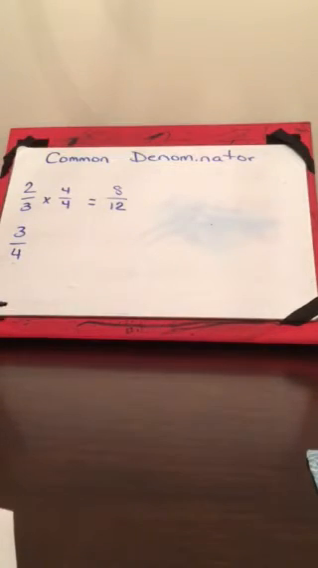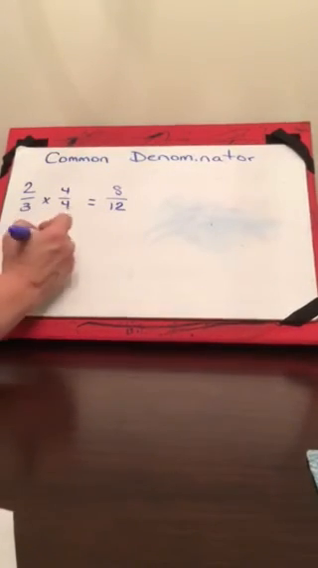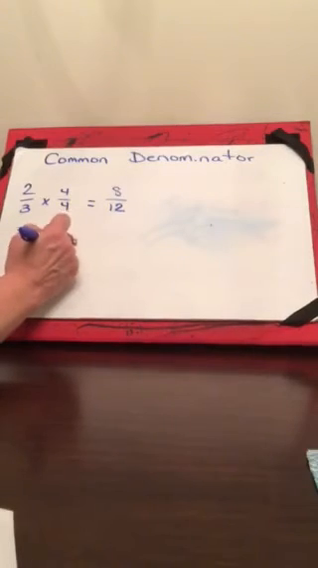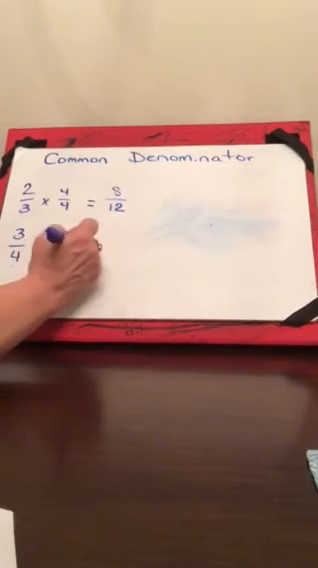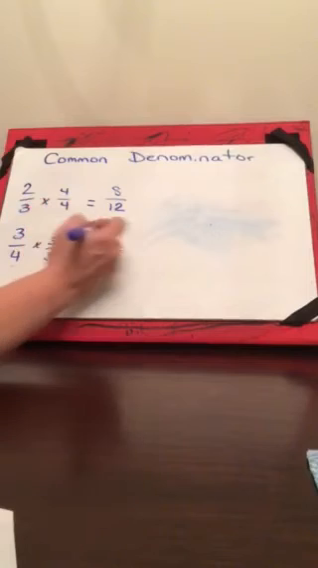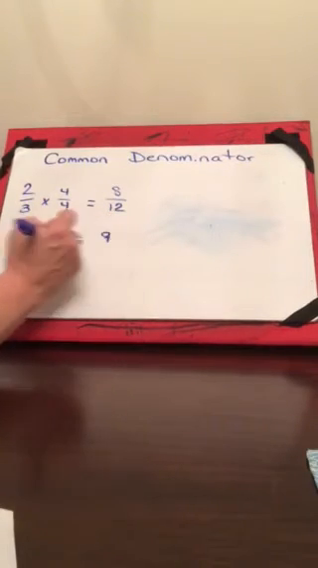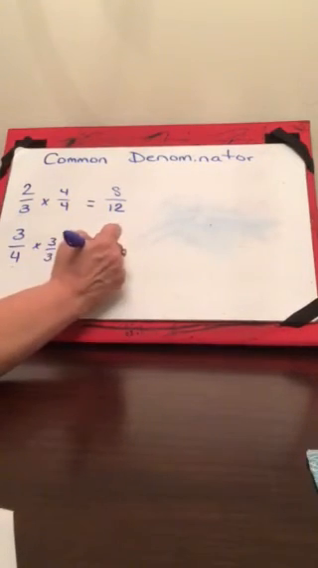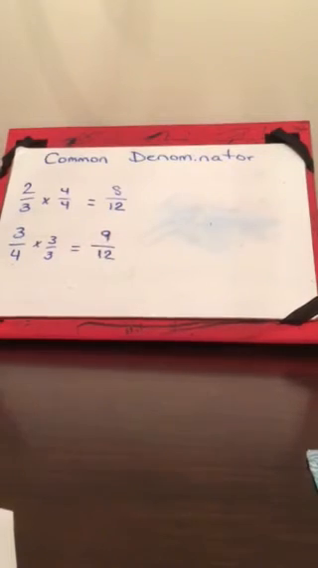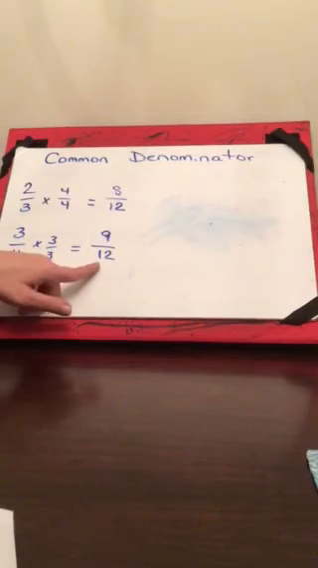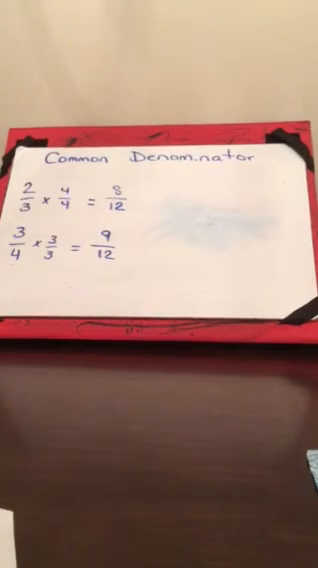And I'm going to change 3/4 into 12ths by multiplying by 3/3, the identity property. 3 times 3 is 9, and 4 times 3 is 12. So now, recognizing 9/12 and 8/12 is a lot easier for me to see than 2/3 and 3/4. For example, I can see that 9/12 is greater than 8/12 very easily.